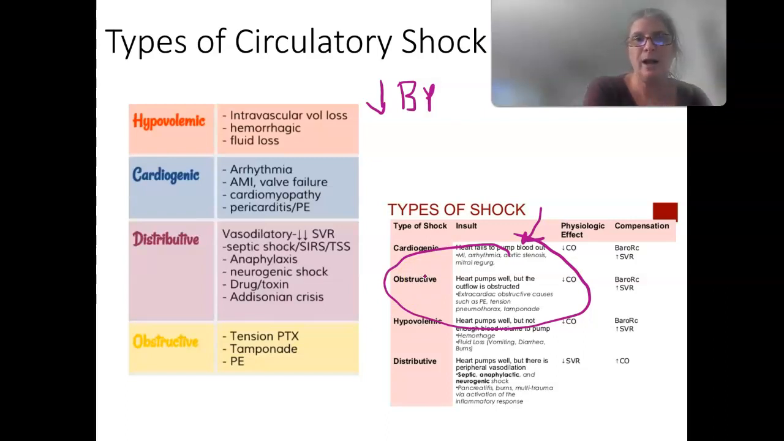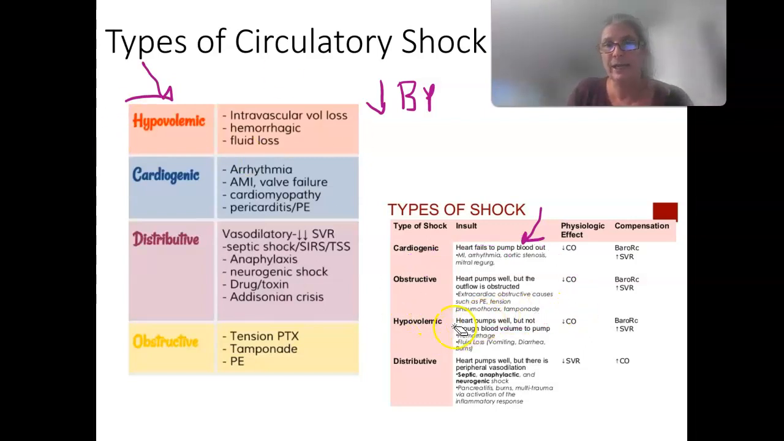Hypovolemic, I think, is pretty obvious. That's what we started with today. Some sort of hemorrhage. So now we have some sort of bleed happening. Fluid loss, excessive vomiting, diarrhea, usually some sort of trauma would cause this. And then distributive shock is the next one.